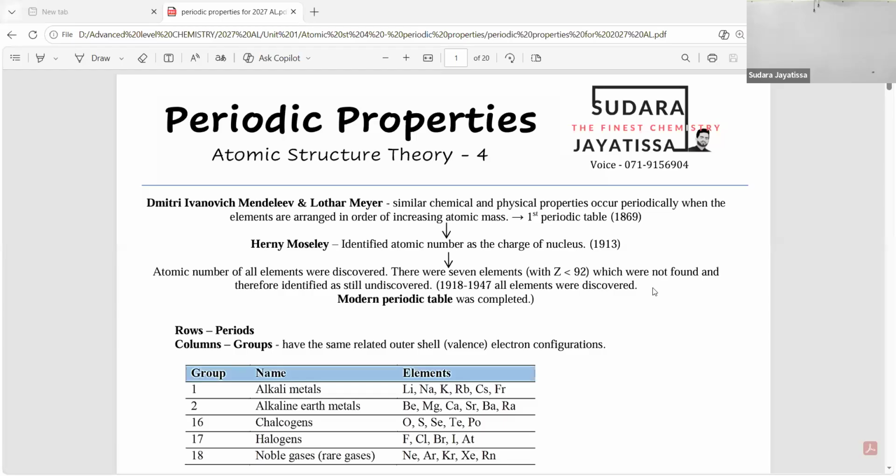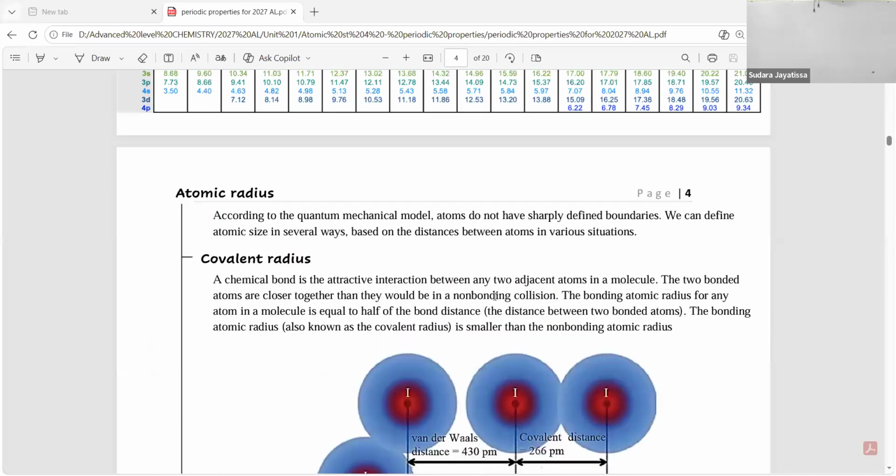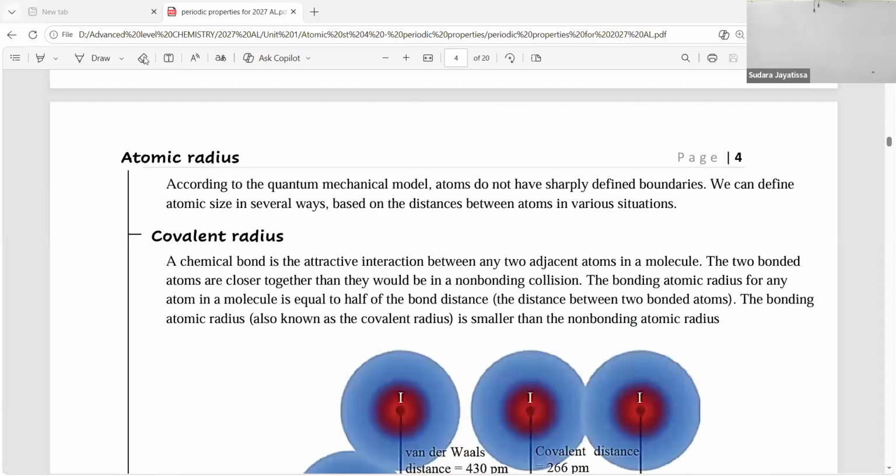So we can go to our tube. Periodic properties. Okay, online students, it's our tube. Go to this fourth page.